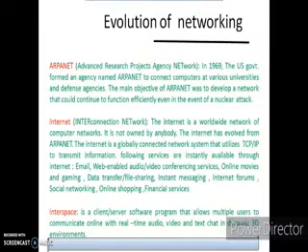Interconnection. Now, inter means within the whole of the area. The internet is a worldwide network of computer networks. It is not owned by anybody. The internet has evolved from the ARPANET. It is the successor of ARPANET.